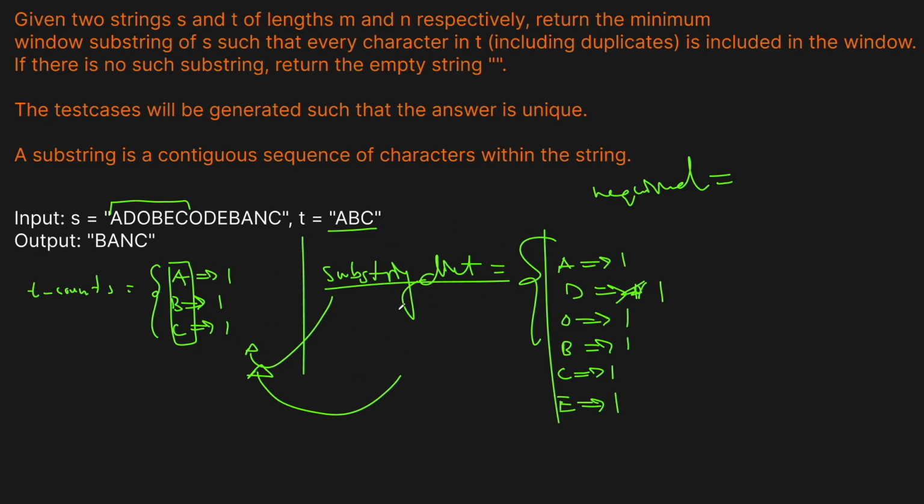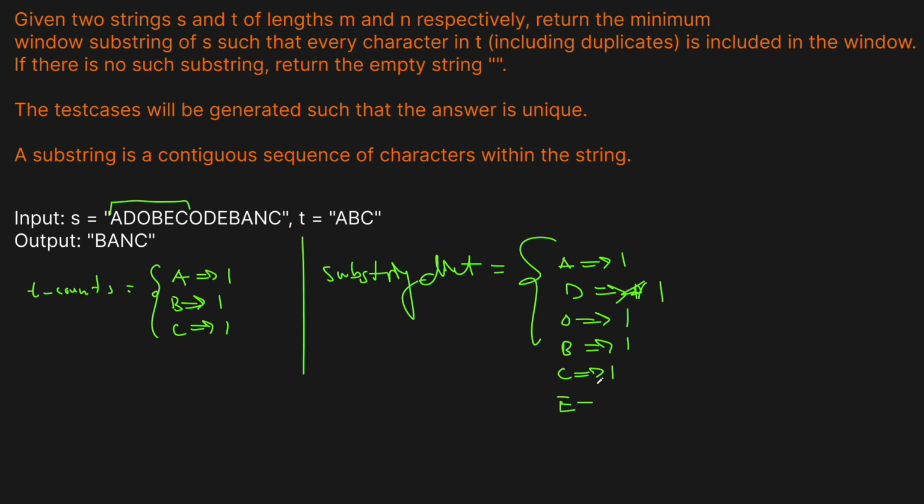The first point where we now have the required counts in our substring dictionary such that they match the required counts in t counts, we can actually stop expanding our substring and now try to remove characters in an attempt to make it actually work. So let's go through an example here because it's a little bit confusing.